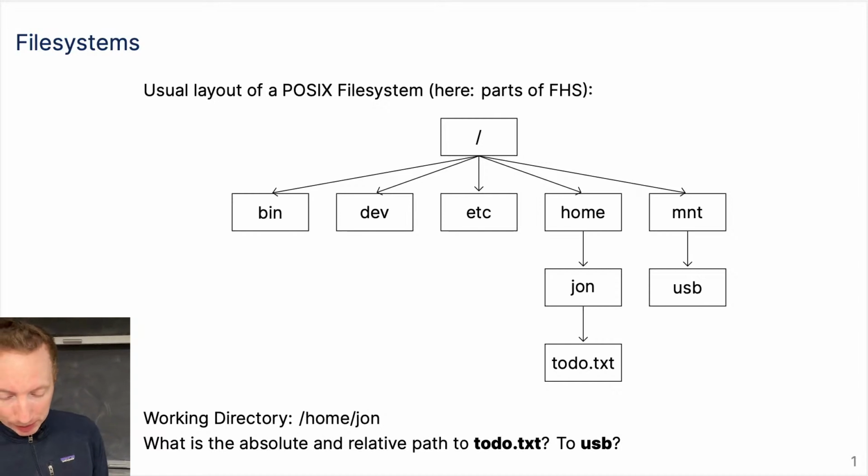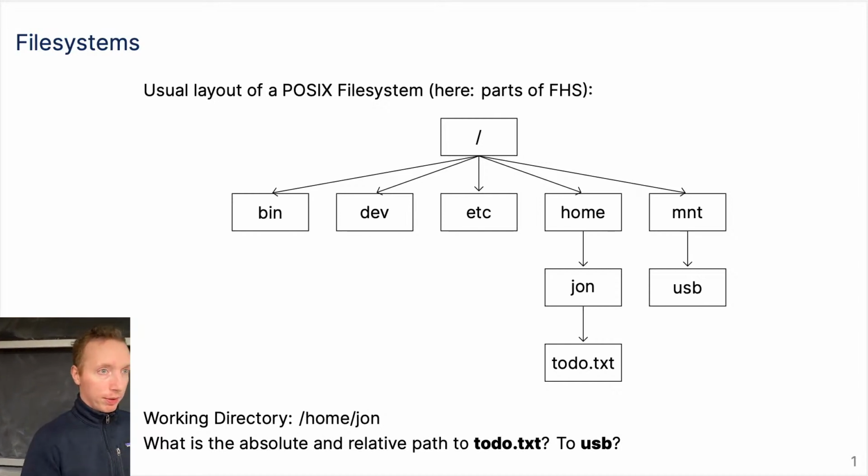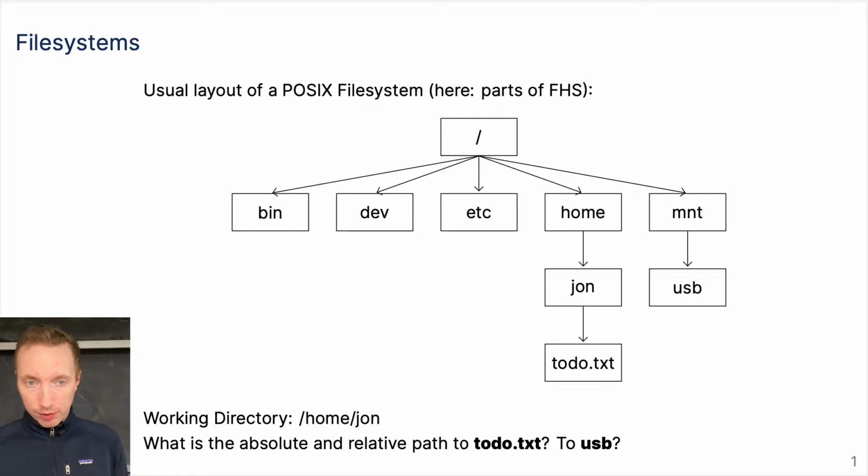And the absolute path will always start with the root directory, so it will be /home/John/todo.txt. And then for USB, the relative path uses that special .., so it'd be .., which would take us to the root, and then it would just be /mount/USB. And if that was absolute, it would just be /mount/USB.